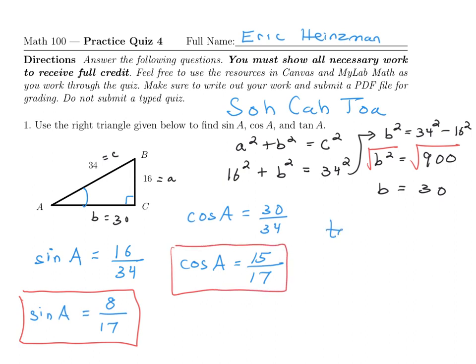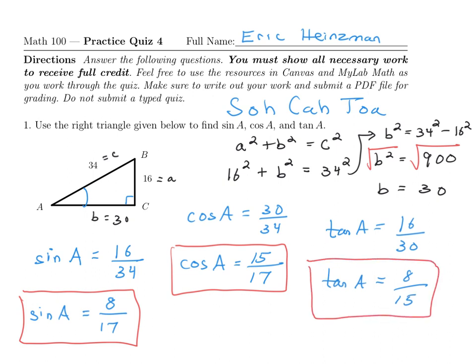Lastly, what is tangent of angle A? By definition, if you're looking at this angle, tangent is opposite over adjacent. That's 16 over 30. Again, a factor of 2 can be canceled between the numerator and the denominator. That is 8 over 15. And here we go. These are the values of sine, cosine, and tangent, all based off of angle A.